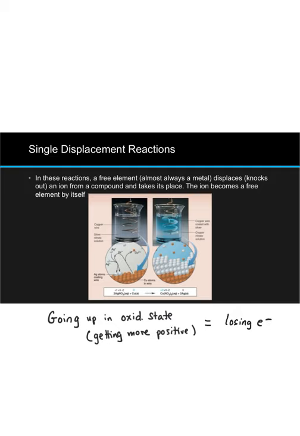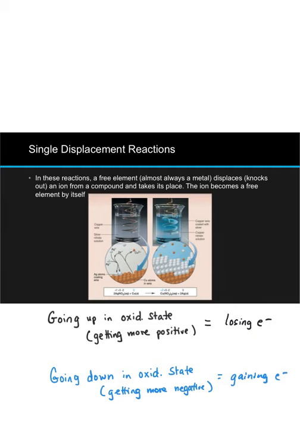And conversely, going down in oxidation state, getting more negative, must mean that we've gotten an excess of electrons. Electrons are negatively charged, and the only way to get more negative would be to gain some electrons. We've already given definitions to these terms. Losing electrons is called oxidizing. Gaining electrons is called reducing.